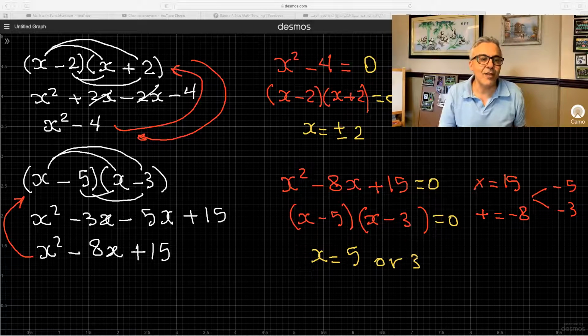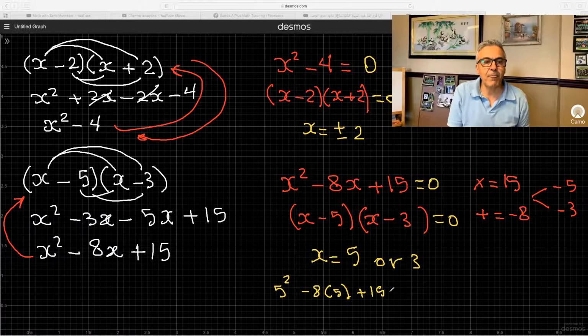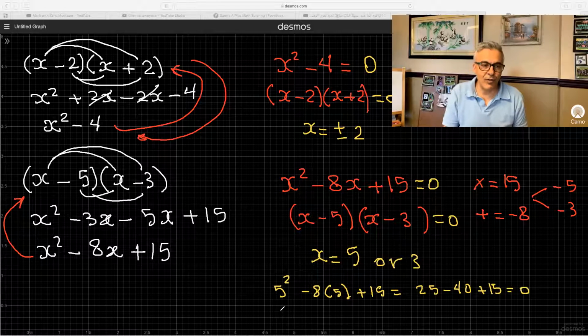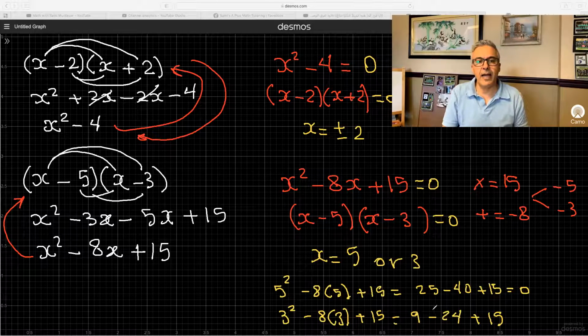Now, if you want to test it, you could just take the 3, for instance, or the 5. Start with the 5, sub it into here. So you'll end up with 5 squared minus 8 times 5 plus 15, which gives me 25 minus 40 plus 15. And be assured 25 plus 15 is 40 minus 40. That will give you 0. Also, if you do it for 3 squared minus 8 times 3 plus 15, that will give you 9 minus 24 plus 15. And 9 plus 15 is 24 minus 24 is 0.